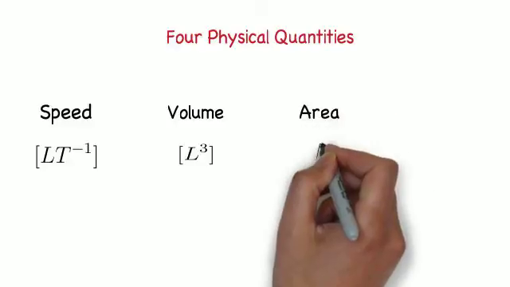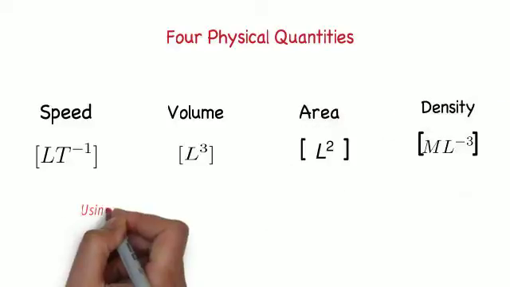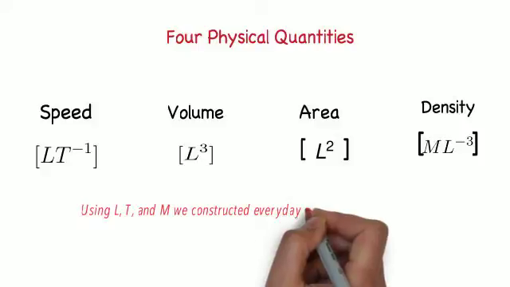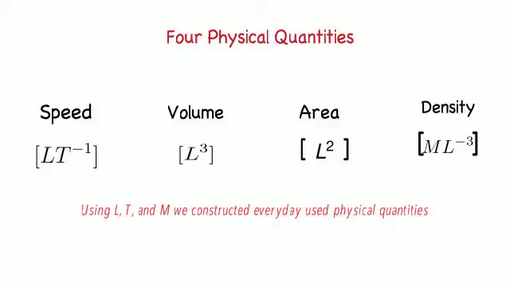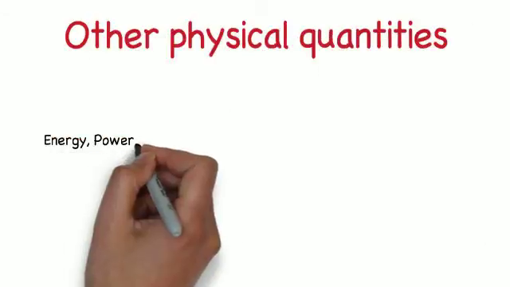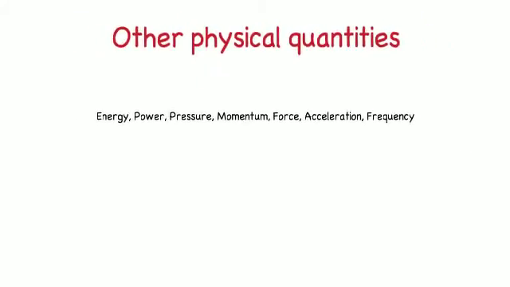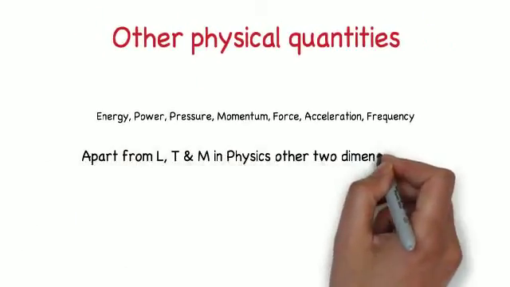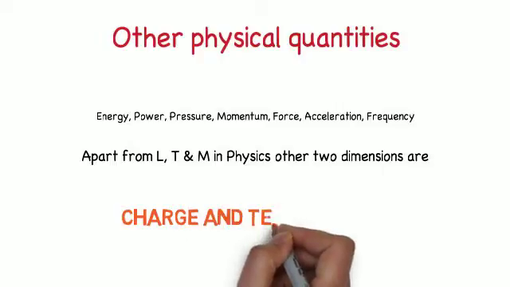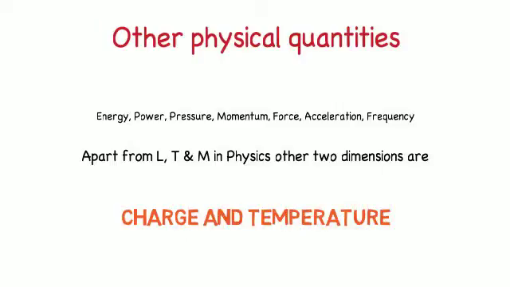Using L, T, and M, we have constructed these physical quantities that we frequently use in our daily life. These L, T, and M are the most fundamental dimensions, and using them in different combinations, we can produce other meaningful complex physical quantities. Yes, you have guessed them right. They are energy, power, pressure, momentum, force, acceleration, frequency, and lots of other things. In physics, apart from L, T, and M, 2 more dimensions are used. They are charge and temperature.